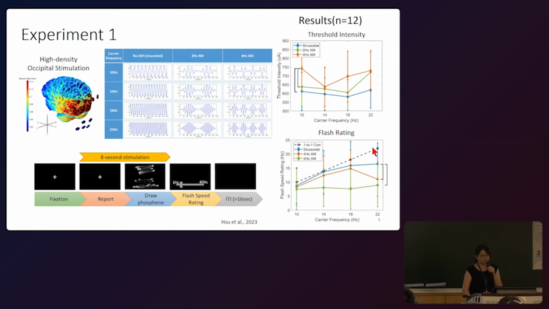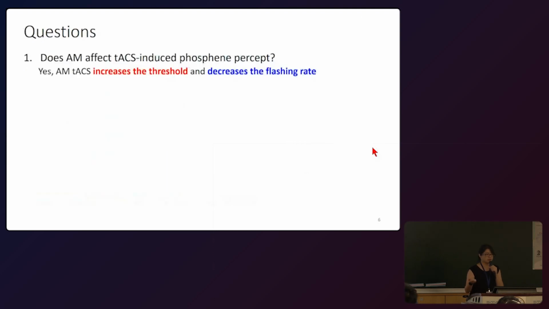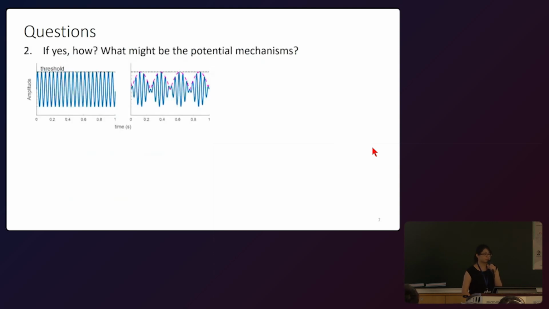Okay, so from this result, we can make an interim conclusion. Does amplitude modulation affect the TACS-induced phosphene percept? The answer is yes, and basically it increased the threshold and decreased the flashing percept. So we ask the second question: if yes, then what might be the potential mechanism? If we compare the sinusoidal with the AM waveforms, then first we found that, yeah, they are different in shape. But why would the difference in shape have an effect on percept?